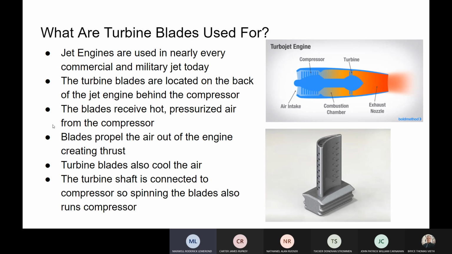Another interesting thing that turbine blades do is they cool the air as it passes through them. In the picture on the bottom right-hand corner, there are little holes that go throughout the blade itself, and that helps cool the blade to take some of the pressure off it, so it doesn't have to operate at such a high temperature. And then the turbine blade shaft is also connected to the compressor, so when the turbine blade spins, it also spins the compressor.